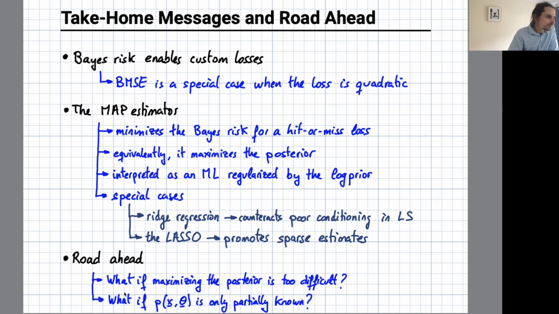Another limitation of both the maximum a posteriori and MMSE estimators is that they require full knowledge of the distribution of the data and parameters. However, it often happens in practice that we don't fully know such a distribution. We only know it partially. So, for instance, we only know moments like means and covariances.